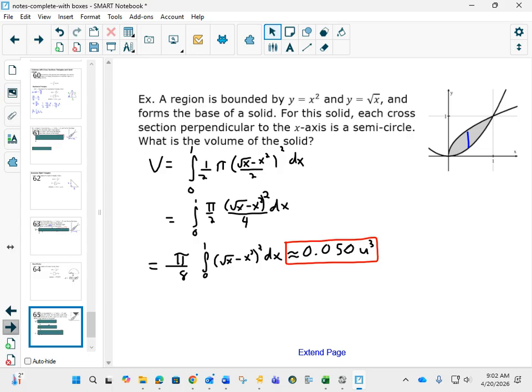If this was non-calculator, you could actually do it if you squared that out and did each one separately. Doesn't sound too enjoyable, but could be possible to do.